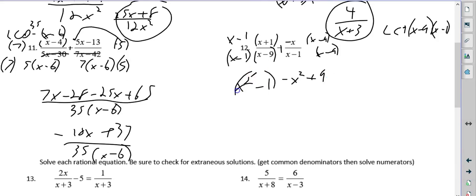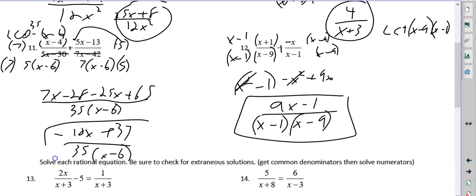Well, look what happens. X squared minus x squared cancels. Oh, sorry, 9x. Negative x times negative 9 is positive 9x. So what's left on the top? Simply 9x minus 1. And on the bottom, we have our x minus 1, x minus 9. Remember, we cannot cancel the x's, we cannot cancel the 9's, we cannot cancel the 1's. We are finished. That's as far as it will go.